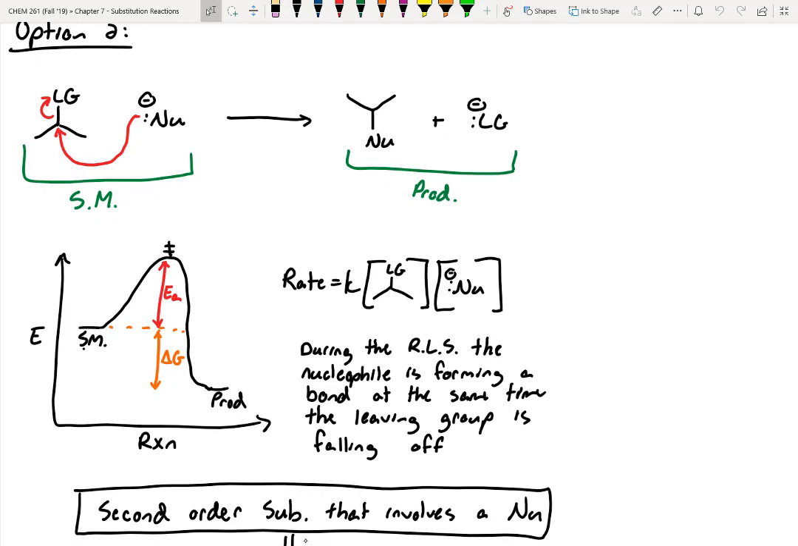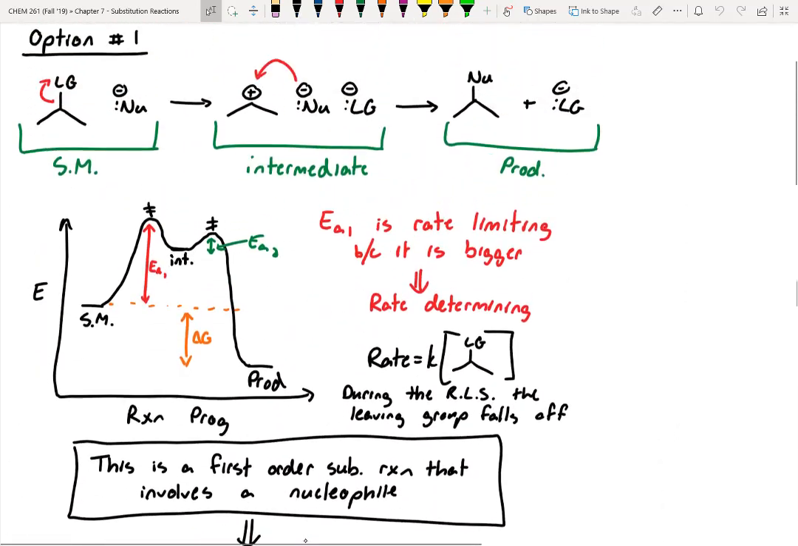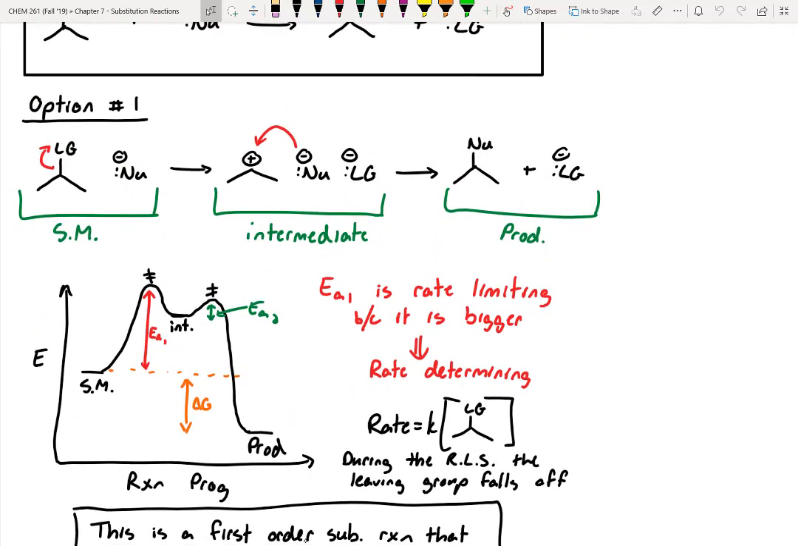So experimentally, the rate for the one-step reaction is going to be second order, meaning changing the concentration of either reagent will affect the rate. Where with the two-step reaction, the rate is first order, and the only thing that affects the rate is the concentration of your organic substrate with the leaving group on it.